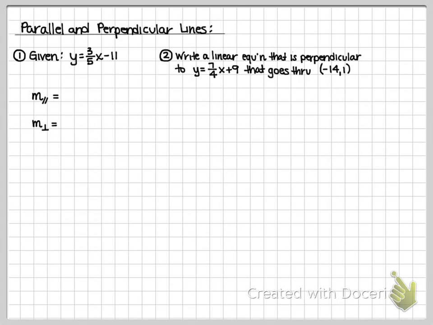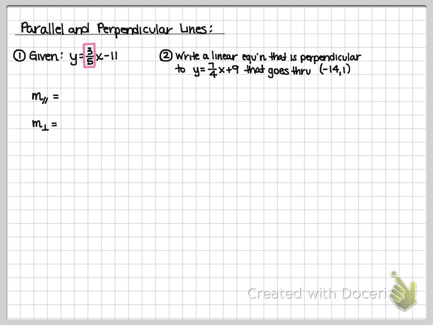Parallel and perpendicular lines, let's take a look at our first equation here. So the equation's given to us. Our job is to just take a look at the slope and determine what needs to be done based off of the slope that's given to us. So if we take a look at this equation, the slope is going to be the coefficient on the x. So I'm going to go ahead and just box that in pink for us. So our slope is going to be 3/5.